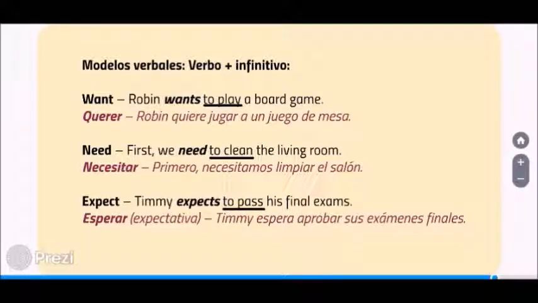Want. Robin wants to play a board game. Need. First, we need to clean the living room. Expect. Timmy expects to pass his final exams.